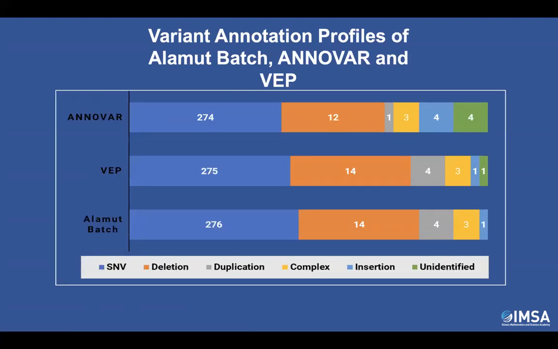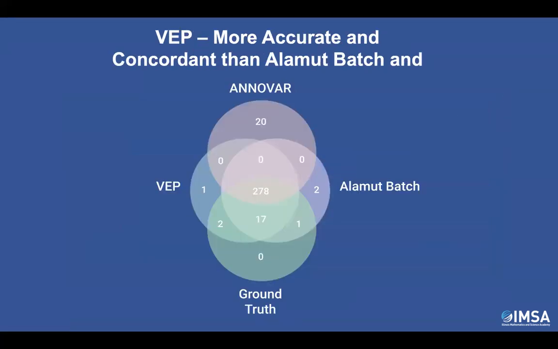So individually, Alamut Batch, Annovar, and VEP exhibited similar annotation profiles with regards to the distribution of variant types. Although VEP was unable to annotate one of the variants, and Annovar was unable to identify 4 changes. So as depicted on this Venn diagram, a total of 278 of the 298 variants were found to be concordant between the 3 tools. And while Alamut Batch and VEP exhibited comparable accuracy and precision with the ground truth, Annovar exhibited the greatest number of discrepancies.